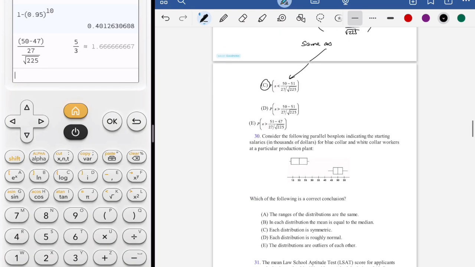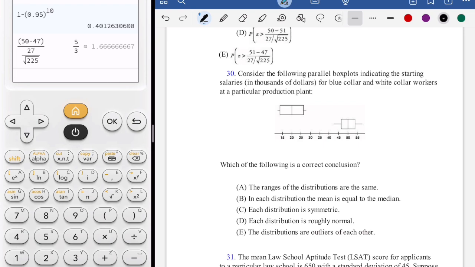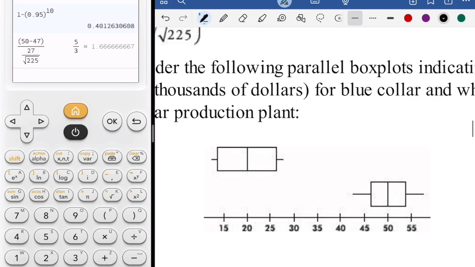Number 30. Let's see if there's a question that's a little nicer to us. Consider the following parallel box plots indicating the starting salaries in thousands of dollars for blue-collar and white-collar workers at a particular production plant. What's the correct conclusion? Well, let's take a look. The first one talks about ranges.